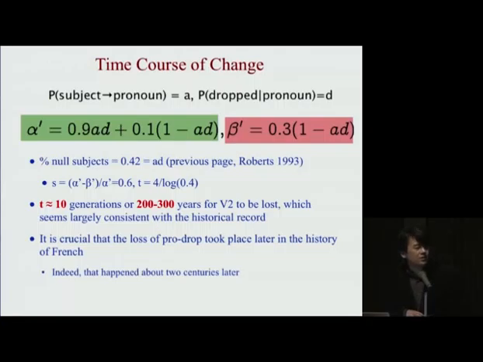So it's crucial here for the story to work that the loss of pro-drop took place later in the history of French, so after V2 was lost, because otherwise it would not be possible. Okay, that's indeed the case, because pro-drop was lost about two centuries after V2 was completely gone. Okay? So I think this illustrates a set of changes for which the outcome was entirely predictable on the basis of the intrinsic properties of grammar and the numerical tabulation of how often they contradict each other. So here you could say we're predicting change.